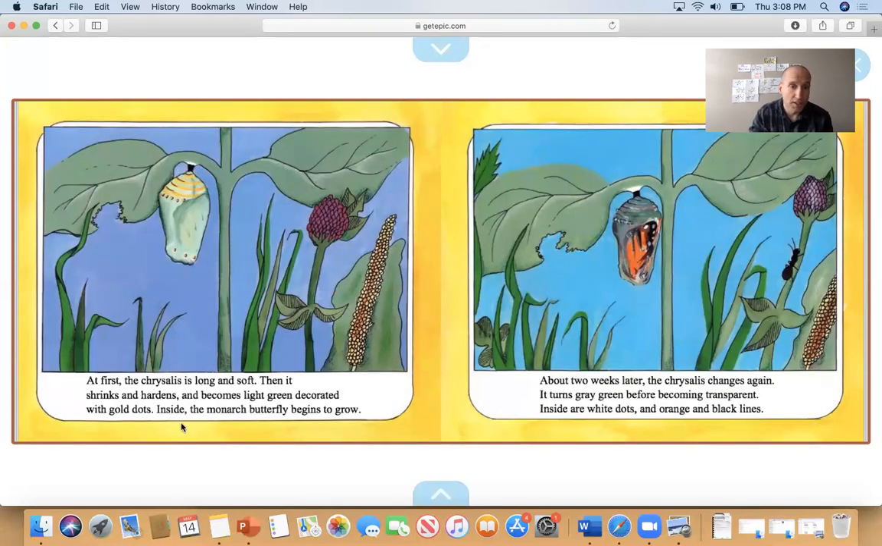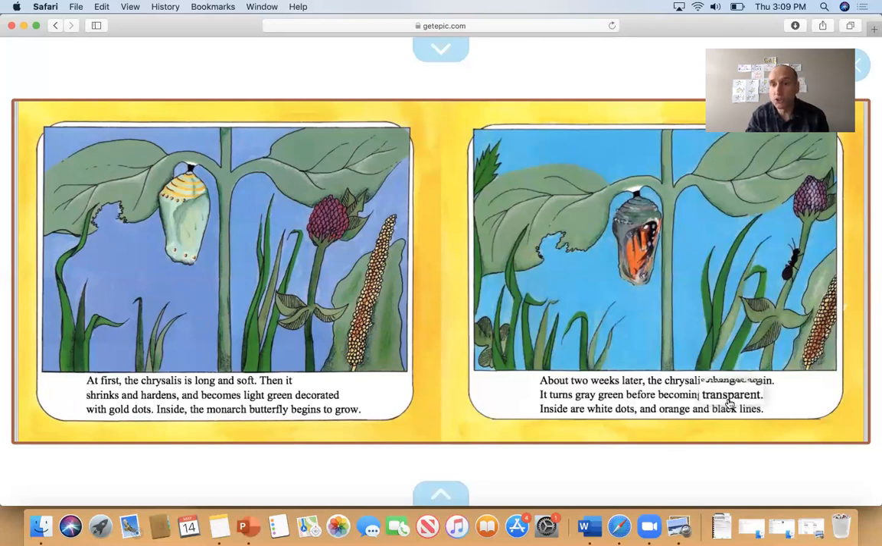At first, the chrysalis is long and soft. Then it shrinks and hardens and becomes light green, decorated with gold dots. Inside, the monarch butterfly begins to grow. About 2 weeks later, the chrysalis changes again. It turns gray-green before becoming transparent. Inside are white dots and orange and black lines.